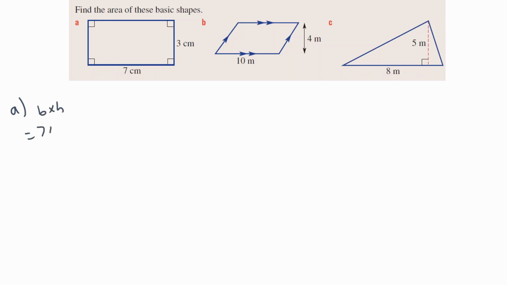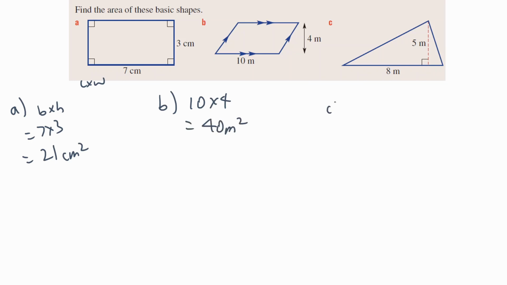That gives me 7 times 3, which will give me a value of 21 centimeters squared. Our next one, parallelogram, that's also base times height. That's 10 times 4 there. It should have been length times width, that's base times height. That will give me a value of 40 meters squared.